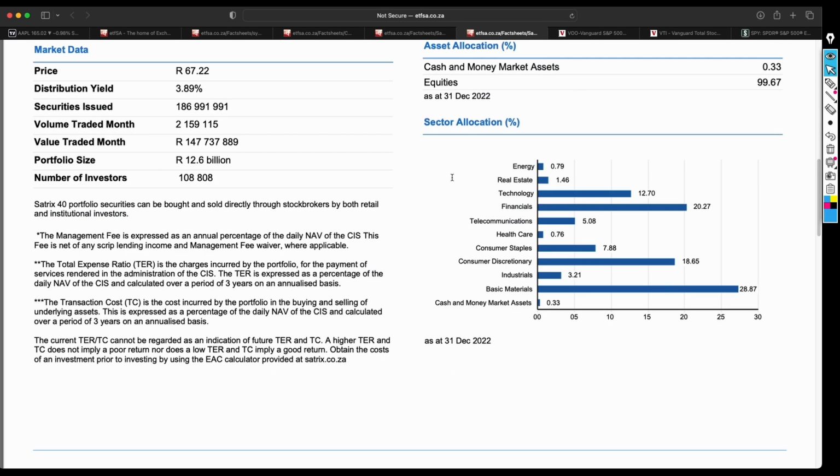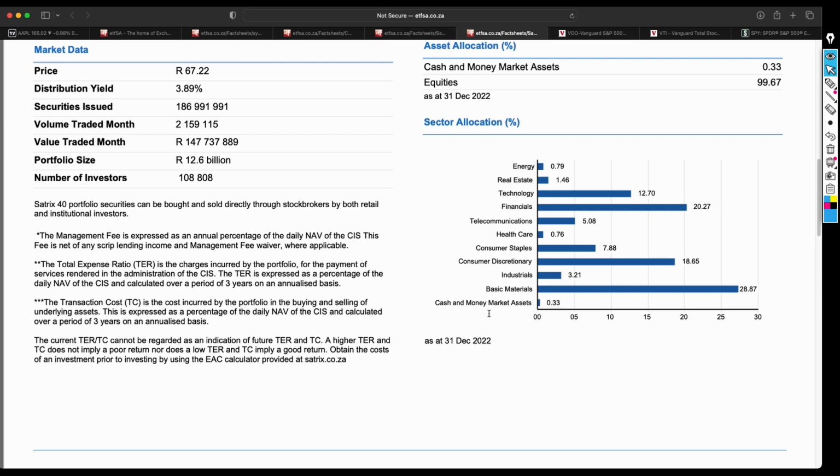What you see here is the sector allocation. This basically shows you how diversified this ETF is. You can see the ETF has exposure to basic materials, consumer discretionary, telecommunications, financials, technology. There is even real estate, and then there is a bit of cash and money market assets. Remember, we've got a couple of asset classes available for investors. This is an equities tracking ETF, meaning that it does not invest in cash and money market assets. That is why there is only a small percentage in there.